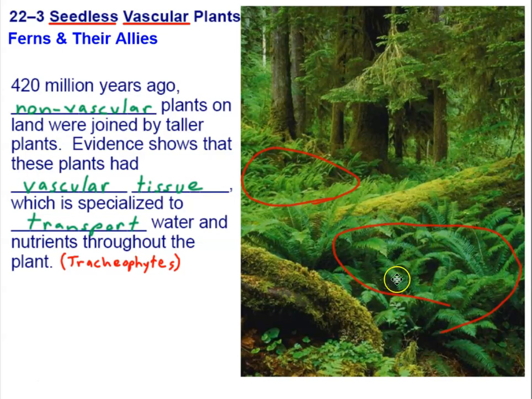And the vascular tissue that they evolved allowed them to grow much higher off the ground into much larger plants, even the size of trees. So there were forests of these kinds of plants back after about 420 million years ago. And we call these tracheophytes. Trachea refers to a tube. For example, you have a tube that's called the trachea that carries air into your lungs. So these tracheophytes are plants that have tubes that transport water high off the ground through their roots and stems and leaves. That's what we call a vascular plant.